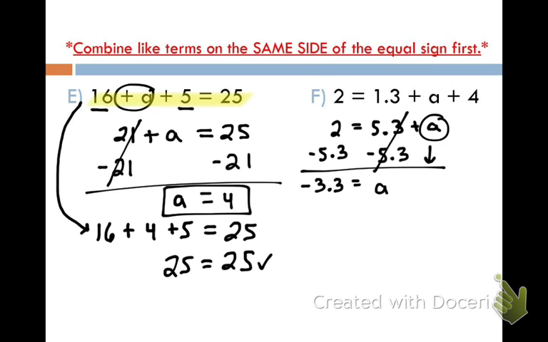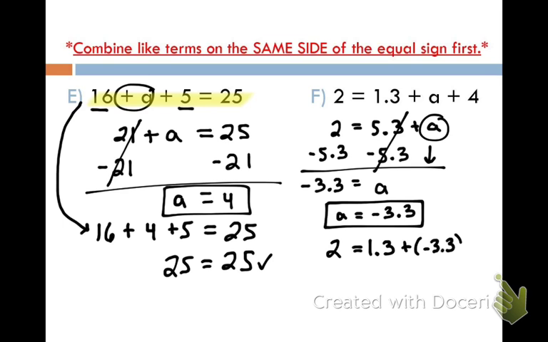Okay, now remember, I would prefer you switch it, put the variable first, and then what the answer is second. Who wants to check his work? Alex, go for it. Oh, okay. I gotta put A. 2 equals 1.3 plus negative 3.3 plus 4. Very good. So now I bring down my 2, bring down my equals, and what is 1.3 plus negative 3.3 plus 4? You are allowed to use your calculator, or you can just use your brain. The answer is 2. Does 2 equal 2? Yes. Good job.